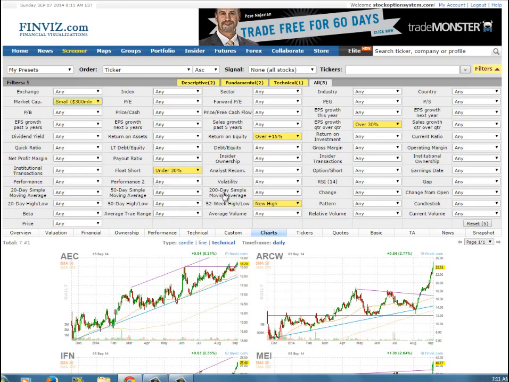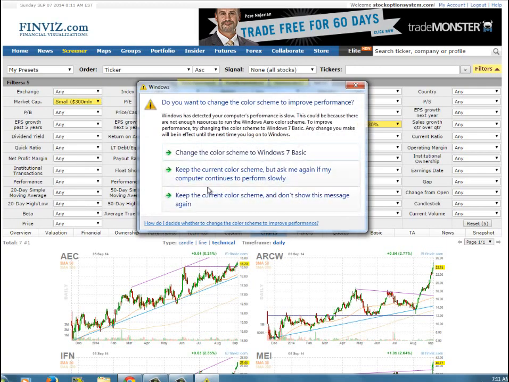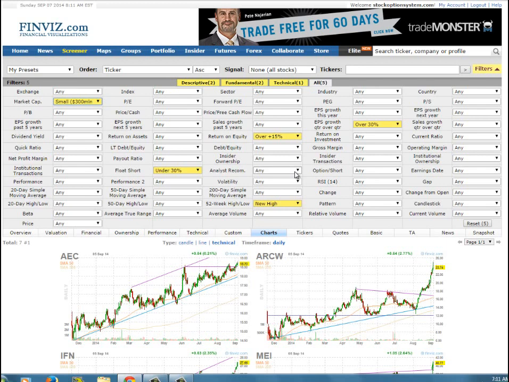Float short basically goes back to supply and demand. Once institutions start buying it up, there's enough stock out there for them to buy it, and it drives up share price. And then I look for return on equity because it helps, for me at least, as an indicator of how good management is, whether they're confident that they can grow the company's equity, which again improves the share price.